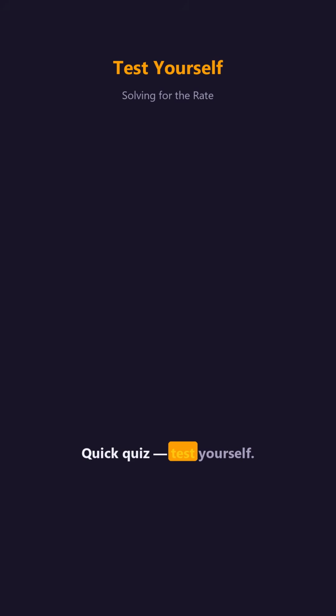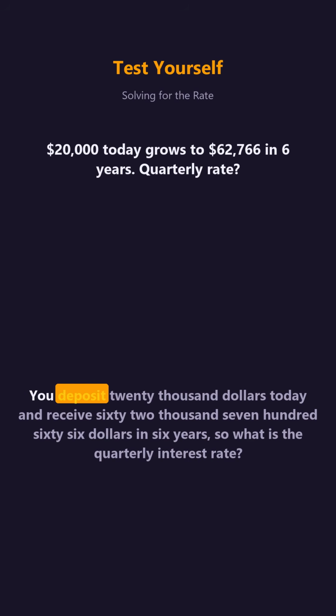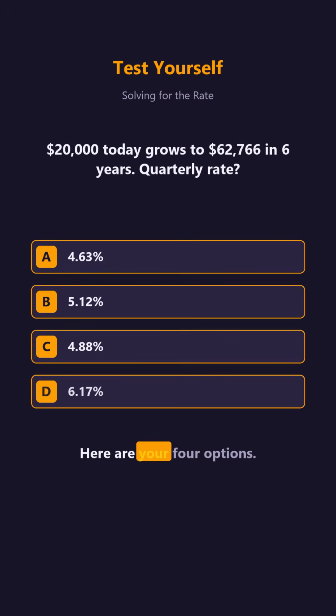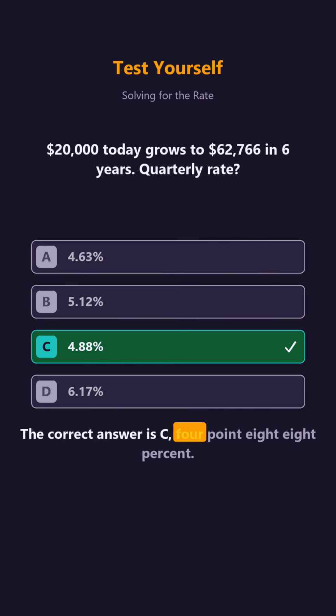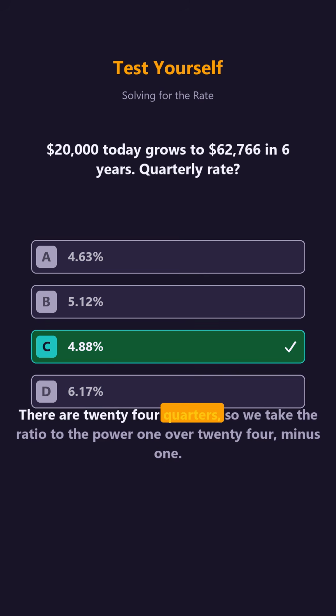Quick quiz, test yourself. You deposit $20,000 today and receive $62,766 in 6 years, so what is the quarterly interest rate? Here are your 4 options. Pause the video and solve it now. The correct answer is C, 4.88%. There are 24 quarters, so we take the ratio to the power 1 over 24, minus 1.